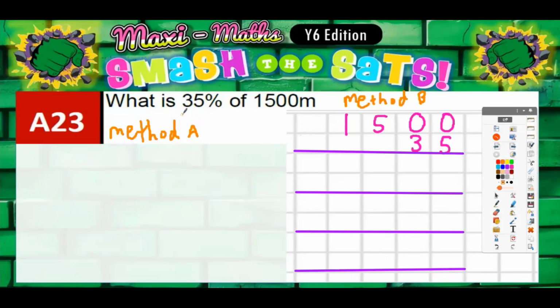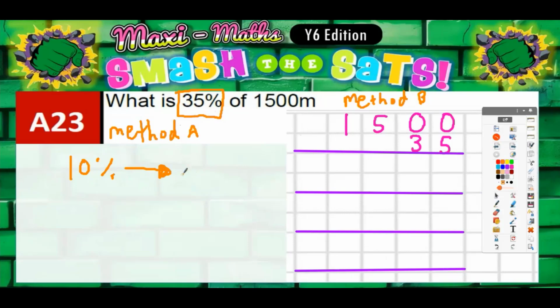Now, if it's a percentage that ends in a 5, like 35%, or ends in a 0, like 30%, a good method to use is the one where you find 10% first. I always say 10% is a bit like a master key that unlocks other doors. If you double 10%, it would unlock the door of 20%. If you triple 10%, it would unlock the door of 30%. If you times 10% by 6, it would unlock the door of 60%. If you half 10%, it would unlock the door of 5%. So you can do a lot with 10%.